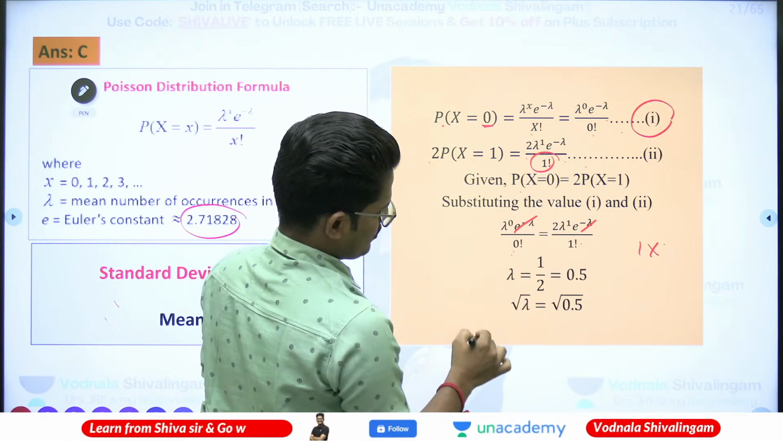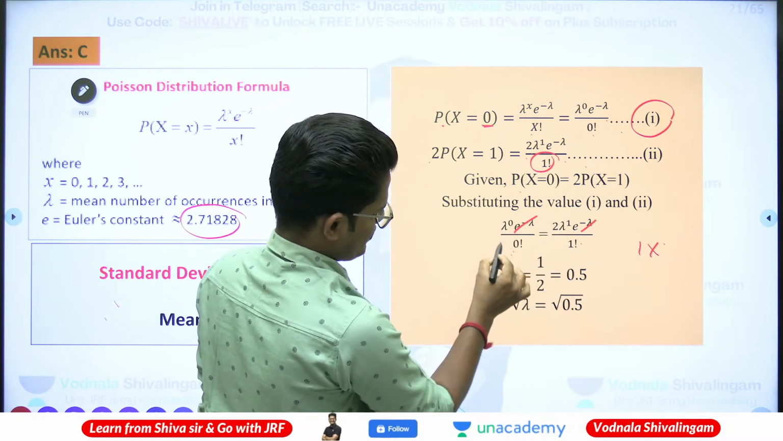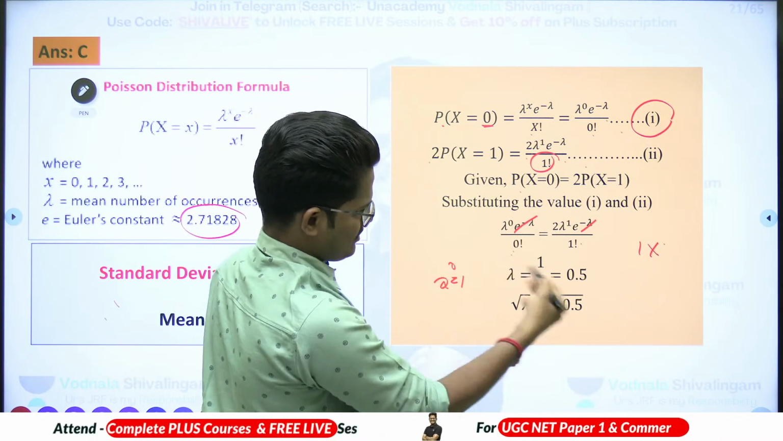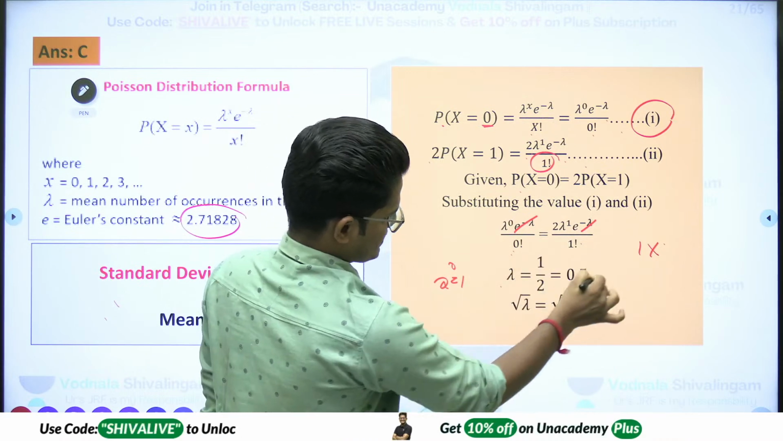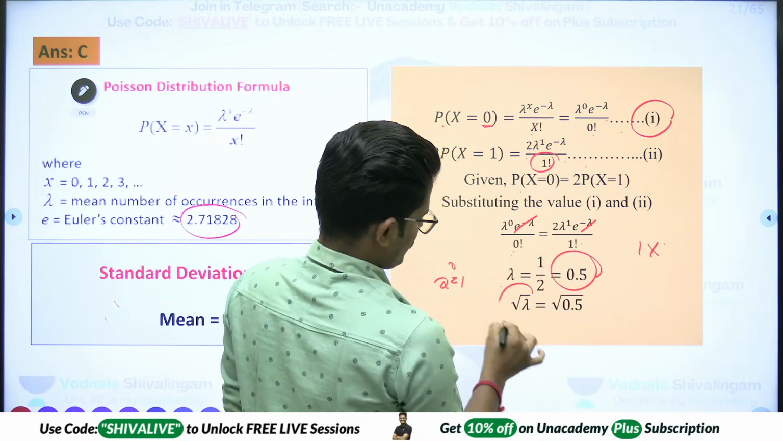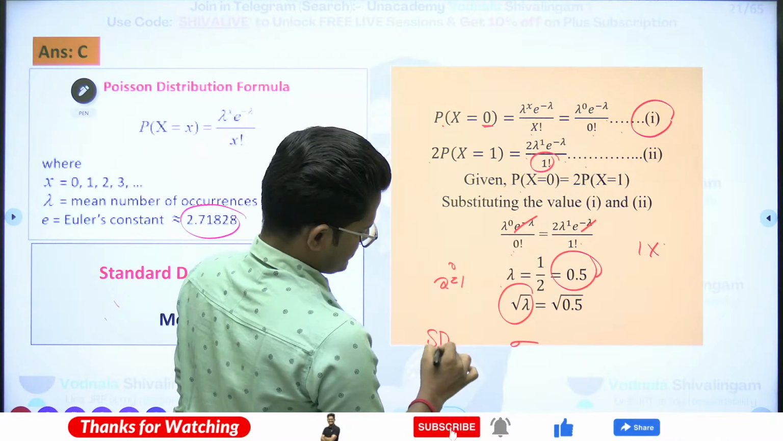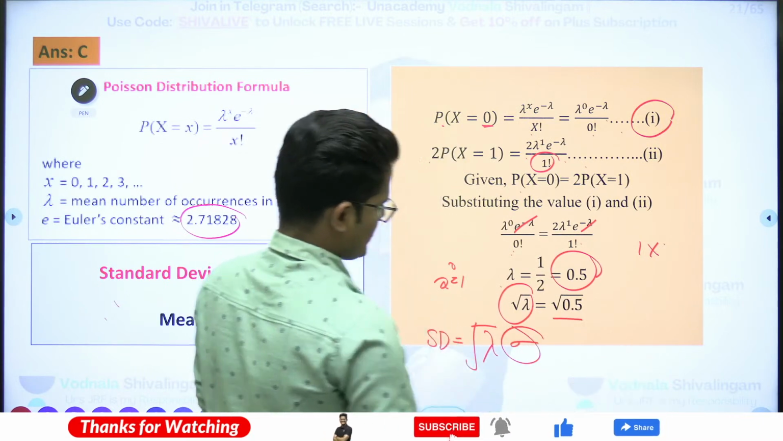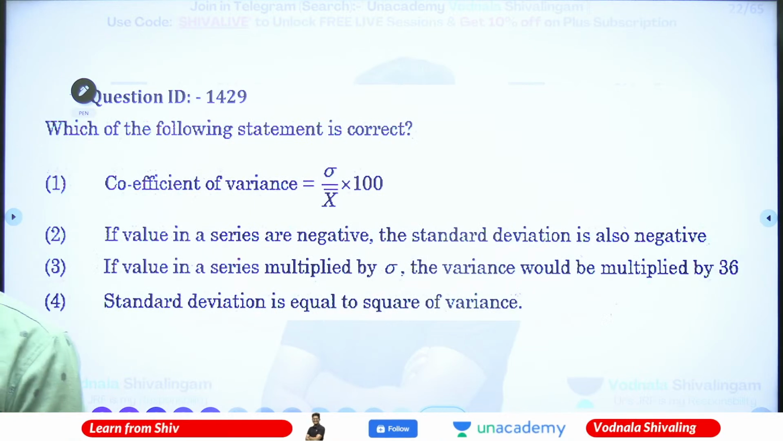So lambda is equal to 1 by 2, because this is lambda power 1 is given now. Here lambda power 0 equal to 1, because x power 0 equal to 1 we can say. So 1 will be nothing over here. So 2 lambda power 1 is coming. Lambda is equal to 1 by 2, which is 0.5. So root lambda, the standard deviation, is under root 0.5. Mean is lambda, which is 0.5.